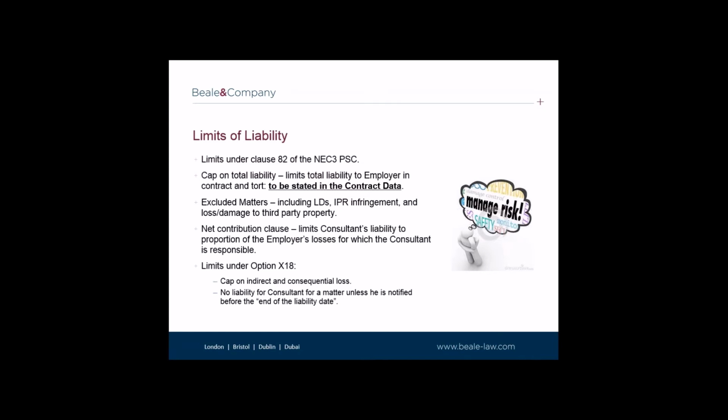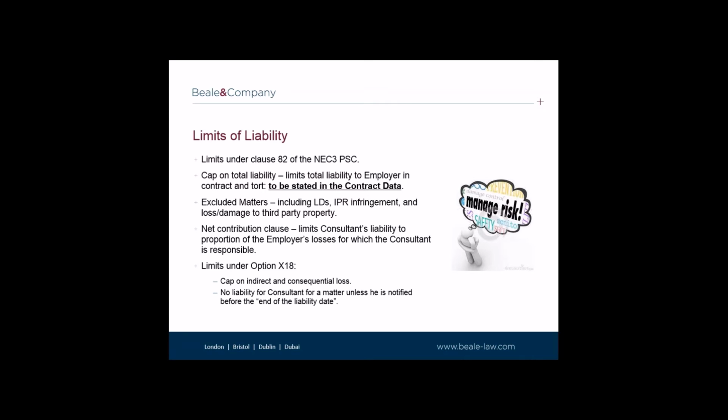The next area I wish to focus on is the limit of liability provisions in the PSC. These are dealt with in clause 82. Clause 82.1 contains the limit of liability provision. It provides that the consultant's total liability to the employer for all matters arising under or in connection with the contract, other than excluded matters, is limited to the amount stated in the contract data.